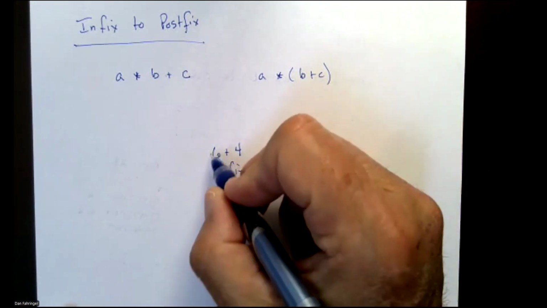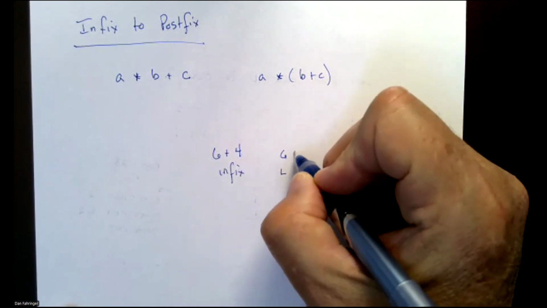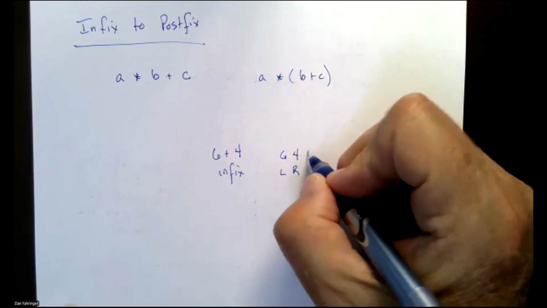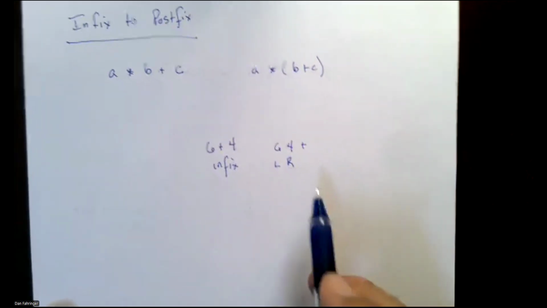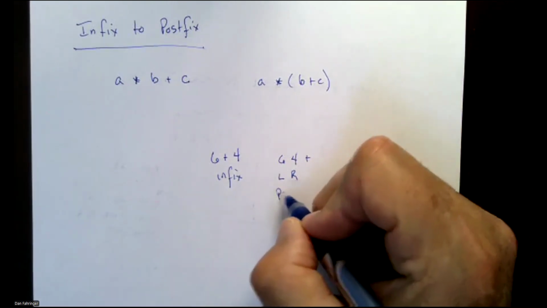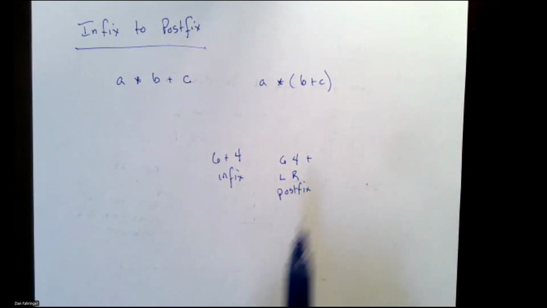What was on the left side of the plus? What was on the right side of the plus? And then the actual operator, the plus. So it's going to look something like this to be postfix. And yes, there's something called prefix where the operator comes before.